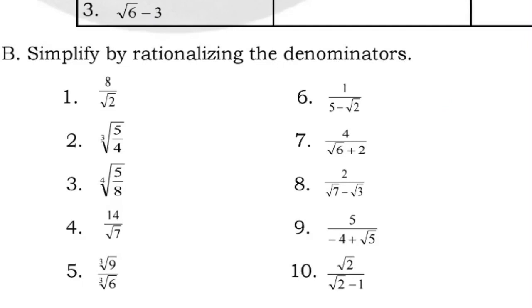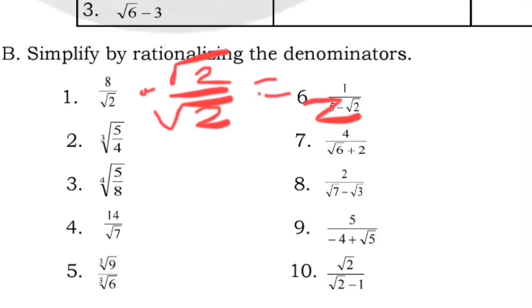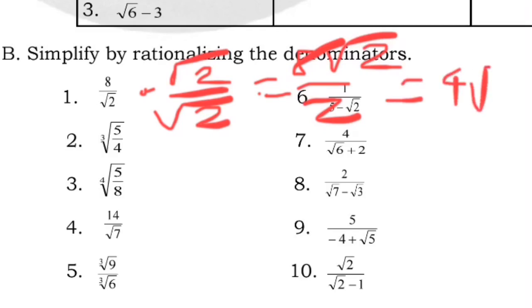Letter B, simplify by rationalizing the denominators. So number 1, 8 over square root of 2. Since this is square root of 2, we're going to multiply the numerator and denominator by square root of 2 to make this one a perfect square. Square root of 2 times square root of 2 is square root of 4, and square root of 4 is equal to 2. So the denominator now is 2, and the numerator is 8 times the square root of 2. Then simplifying, 8 divided by 2 is 4. So our answer will be 4 times the square root of 2.